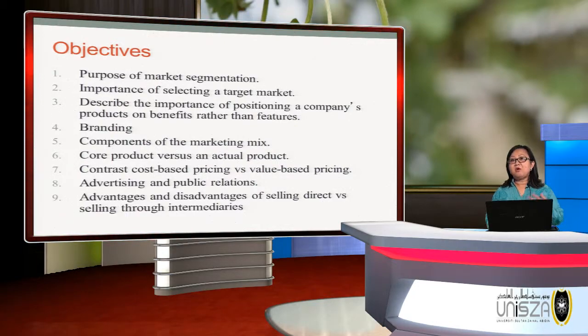This is followed by components of marketing mix. What are the factors that we are going to learn in marketing mix, followed by core product versus an actual product. And for the 7th objective, we are going to touch on contrast on cost-based pricing versus value-based pricing. The 8th objective will be advertising, and this includes public relations. And the last objective of this lecture will be the advantages and disadvantages of selling direct versus selling through intermediaries.